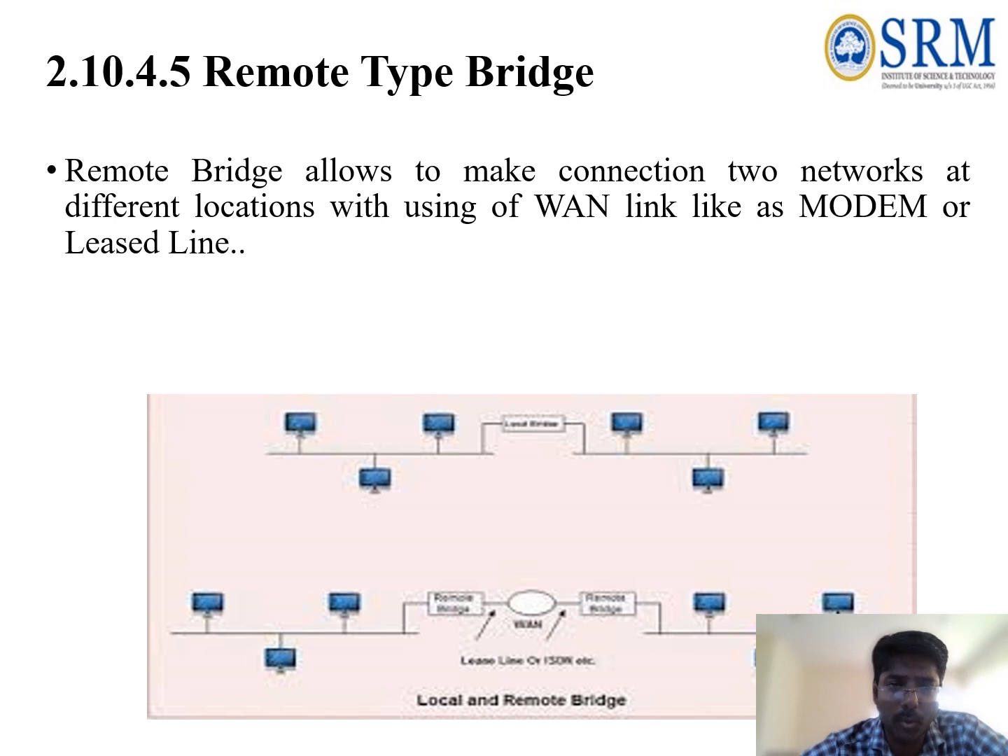Next one is a remote type bridge. A remote type bridge allows you to connect two networks at different locations using a wide area network, that's WAN, like a modem or a leased line. So here we are using a WAN. Through this WAN we can use remote type bridges. This is especially for connecting systems in a remote area.